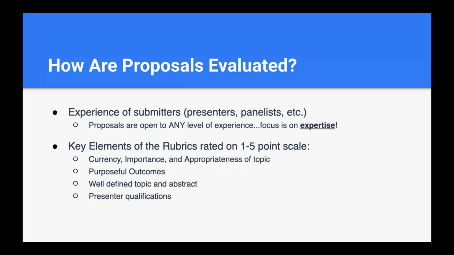We have multiple people reading each one, so you're not at the whim of just one person's bias. And we really do look, as Kate mentioned earlier, for proposals from any level of experience. You do not have to be a seasoned GEM professional necessarily, but you should have some expertise in the topic which you are proposing. The key elements that we look for, and we rank each one of these on a 1 to 5 point scale, as you can see, are currency, importance, and appropriateness, purposeful outcomes, that well-defined topic and abstract that Tony mentioned, and the presenter's qualifications. So we add all of those up, and we use that raw score as a starting point for how the proposal is going to be evaluated.